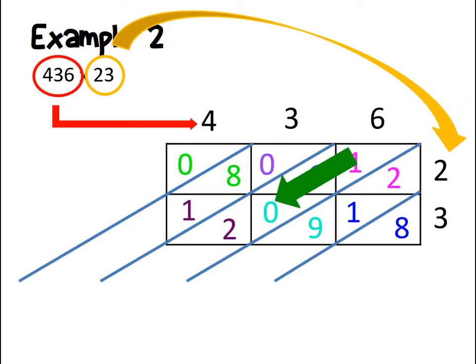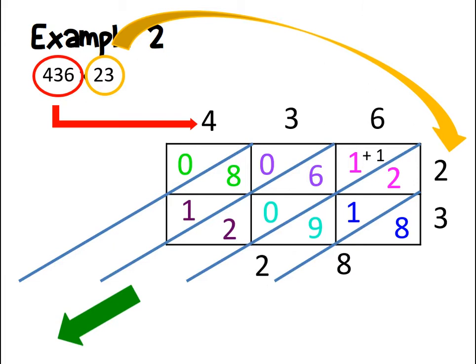Remember, we add diagonally. 8 plus nothing is 8. 2 plus 1 is 3. 3 plus 9 is 12. Write the 2. Carry the 1. 1 plus 1 is 2. 2 plus 6 is 8. 8 plus 2 is 10. Write the 0. Carry the 1.